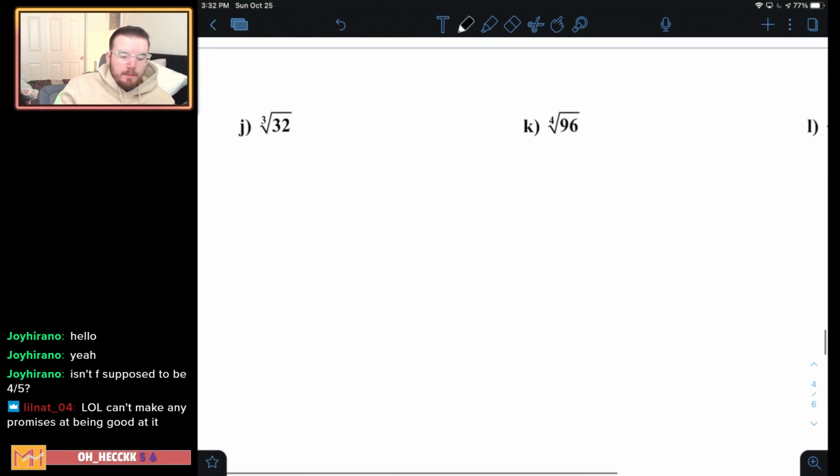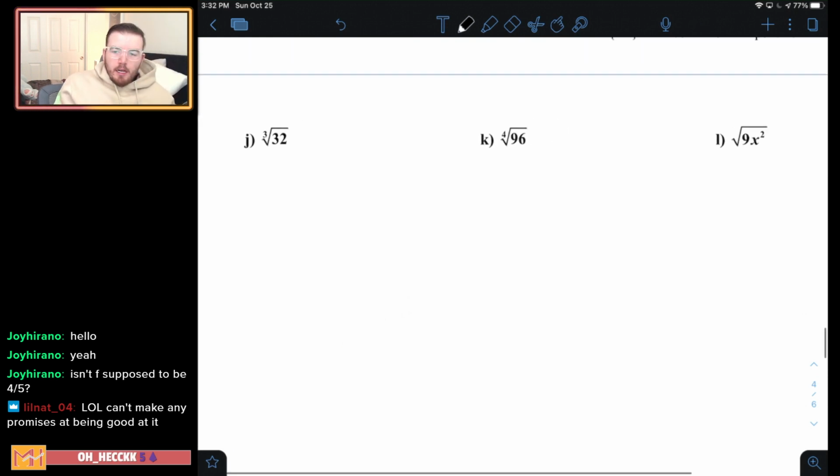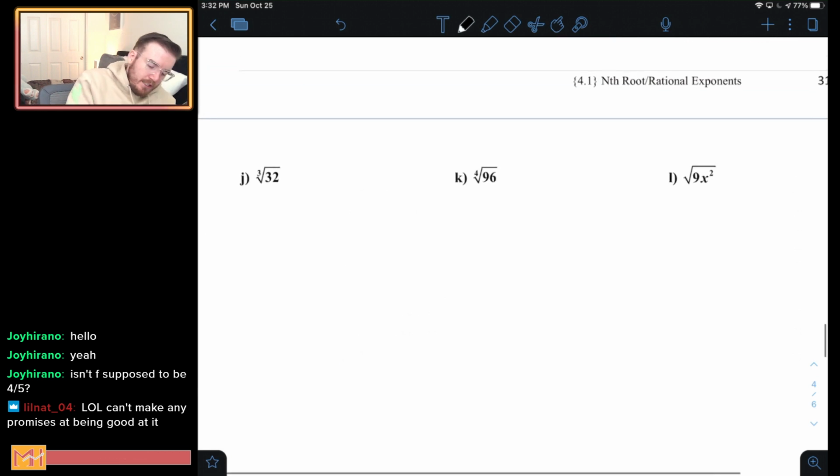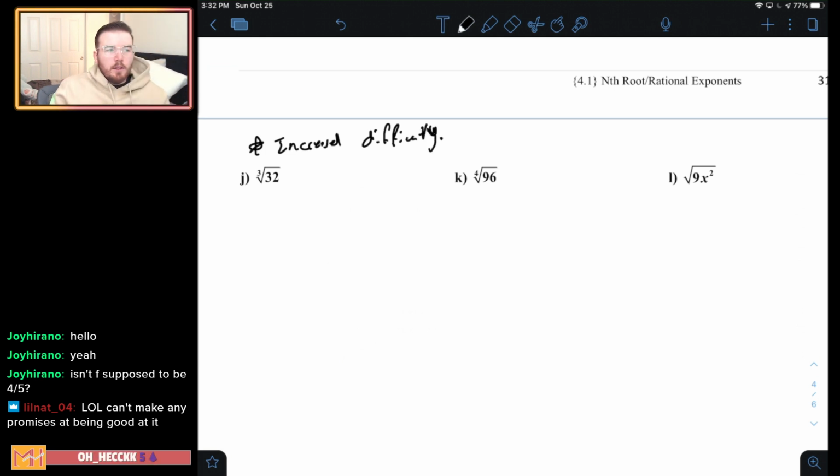Let's just keep going at it. So this is a situation. So increased difficulty. So we're increasing the difficulty just a little bit here.